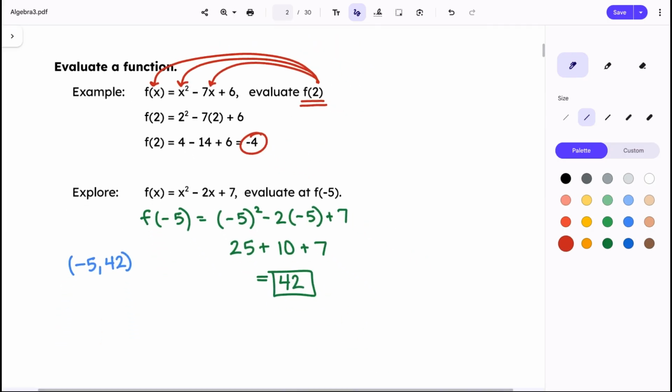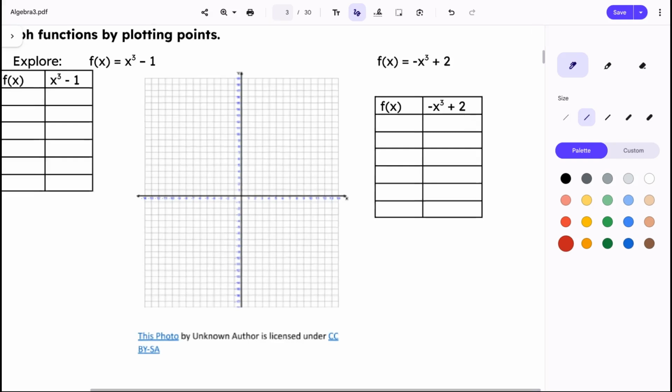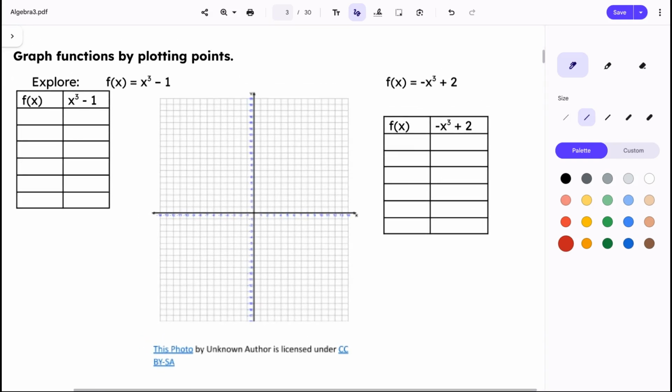So if you guys go to the next page, we're going to talk about graphing. And if you didn't grab a calculator when you walked in, I would go get one really quick because we're going to use the tables on the calculators.